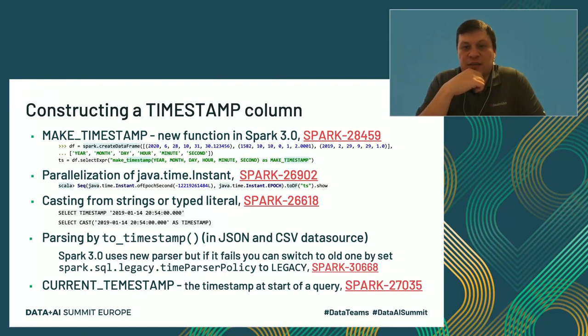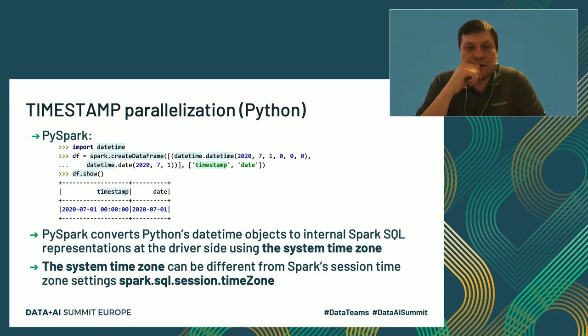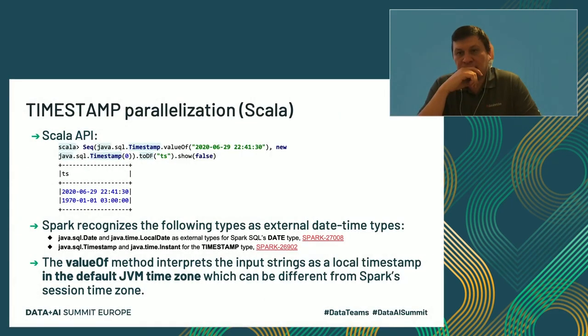Here on this slide, you can see how to construct it. Basically, it has the same ways as for dates, as we discussed before. This slide is about parallelization, how to construct a timestamp column from collections. An important aspect when you construct it is that you should take into account what time zone is used. Usually if you construct it from a Python collection, Python takes the system time zone, and it could be different from the Spark session. The same is true for Scala collections.